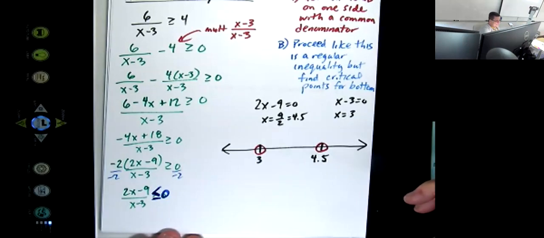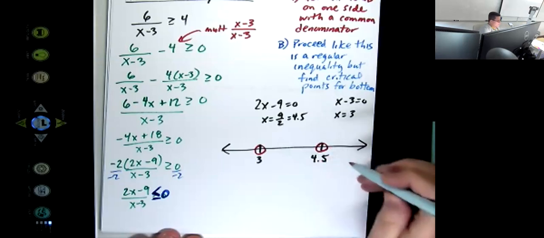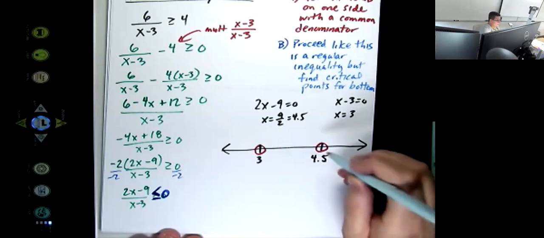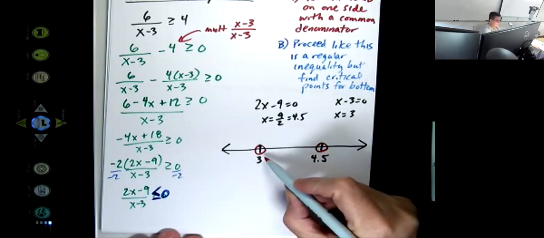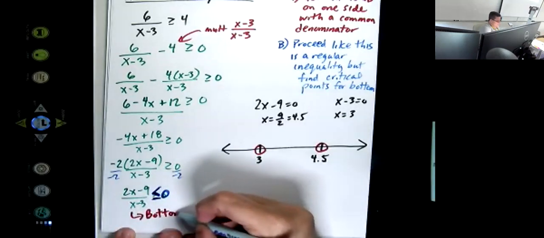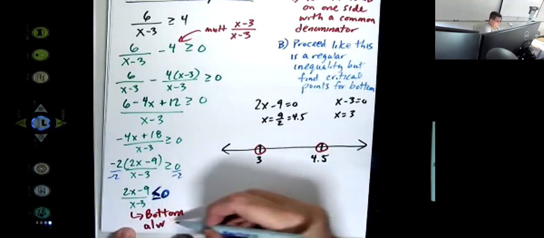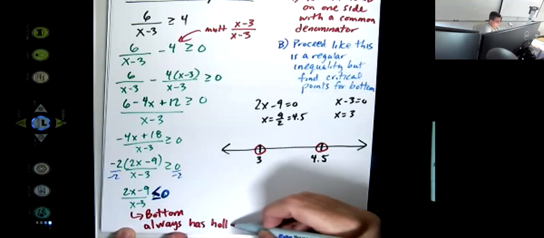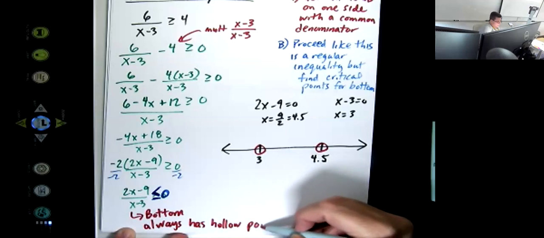There's a reason. When I fill it in, what does that say about the number? It stops there. It includes it. Can I include 3? No, I can't include 3. So the bottom always has hollow points. Because then the bottom would be 0. You can't divide by 0.